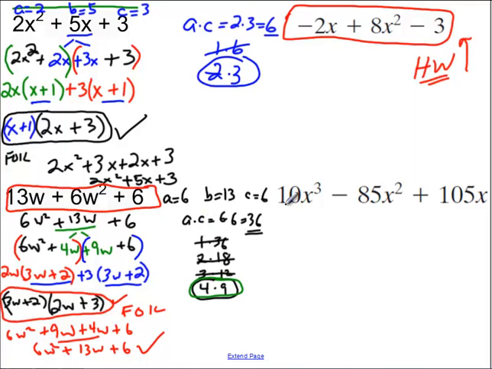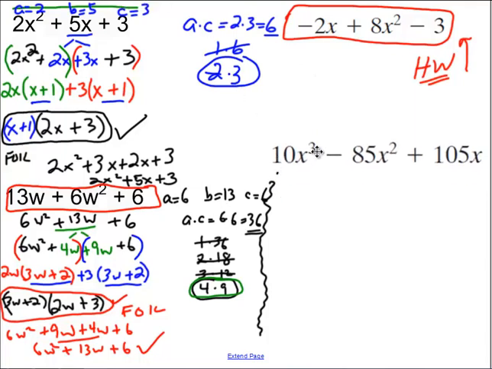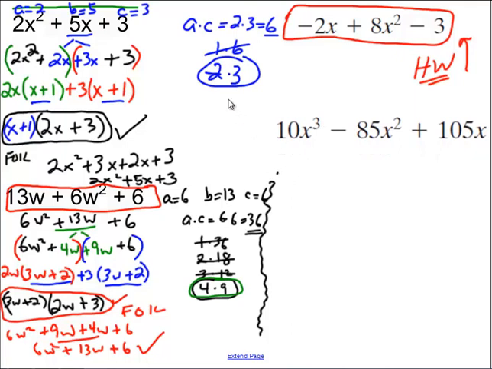All right, let's do another one just for fun. We'll see this one here, 10x cubed minus 85x squared plus 105x. For that one, I'm going to leave you to your own devices. Hang on one second. I'll see if I can move this one up here just to give us a little bit more space. All right, that gives us a little more space. All right, let's do this one here. And that one is our question.